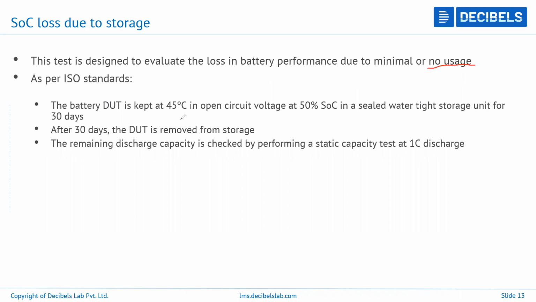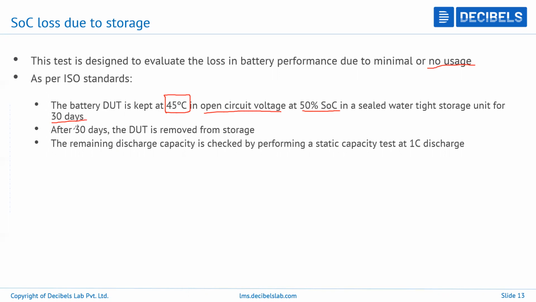What is done is that a cell or a battery pack is first isolated at 45 degrees Celsius in open circuit voltage condition. What open circuit voltage means is that there is no circuit connection to the cell, or no load being applied to the cell. Once it is thermally soaked at 45 degrees Celsius, it is kept at 50% charge, or 50% battery capacity, and then stored in an isolation unit or a storage unit for a period of up to 30 days.